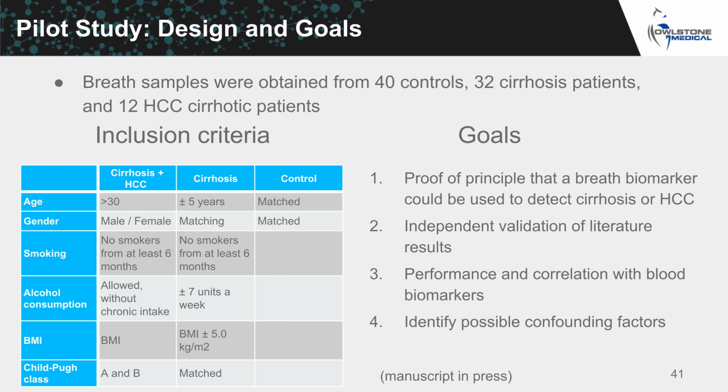The inclusion criteria are shown in the table here. The controls do not have cirrhosis or HCC. The cirrhosis severity was assessed through Child-Pugh scores. The subjects were not asked to do anything specific prior to the breath collection, so the limonene intake varied.